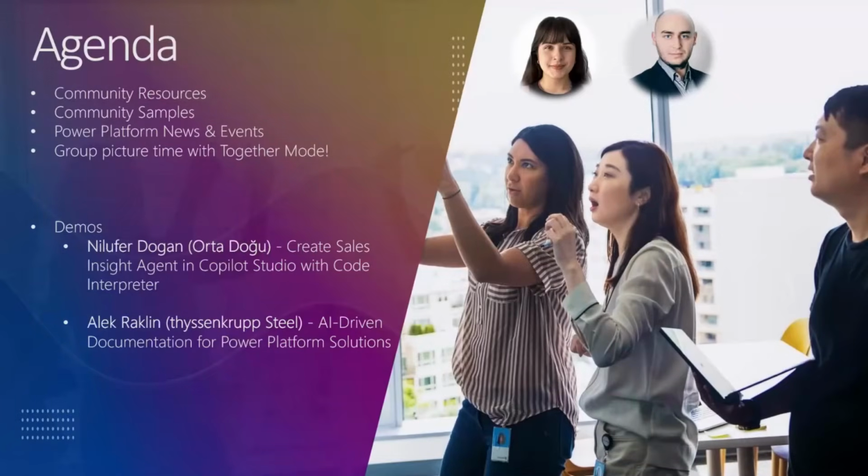Well, I'm glad that we're here for it. So what do we got? Well, we've got plenty. So the agenda for today, we're going to talk about some community resources, community samples, some Power Platform news and events, and we're going to have that group picture time with Together Mode, so we'll have an opportunity to get those cameras ready. And of course, why we're all here are two amazing presenters of the day. Nilufer is back. She's going to talk about Create Sales Insight Agent and Copilot Studio with Code Interpreter. Super, super cool. And then Alek is here. He's going to talk about AI-driven documentation for Power Platform solutions. And everybody, this is Alek's first time on the community call, so we are going to show him all that community support and love that we know we can, so we're super excited for that.